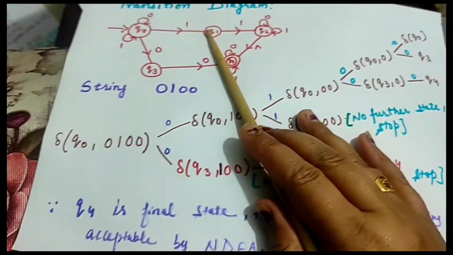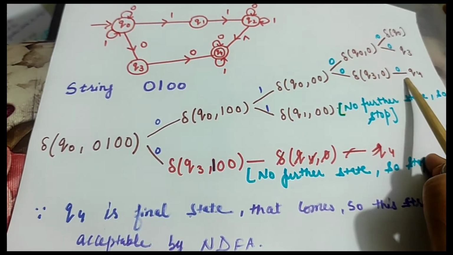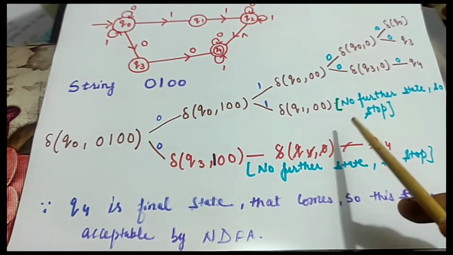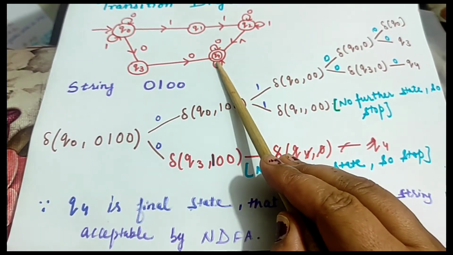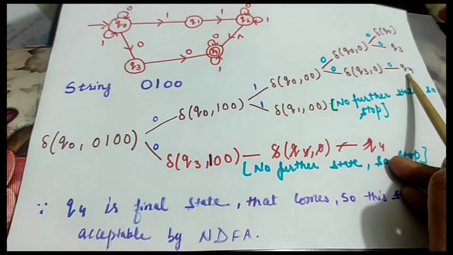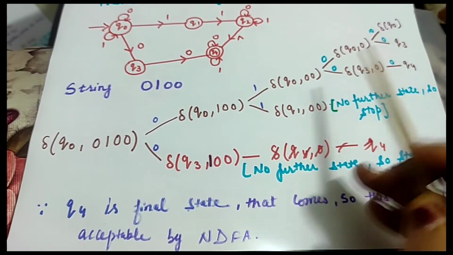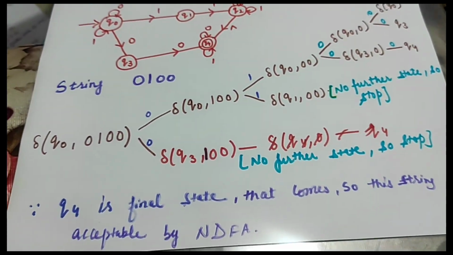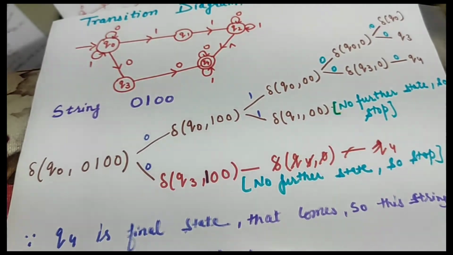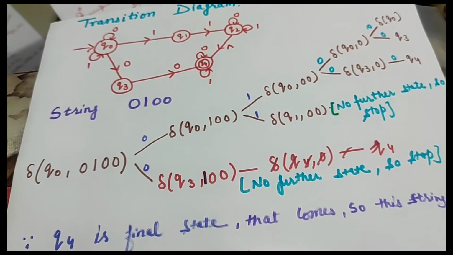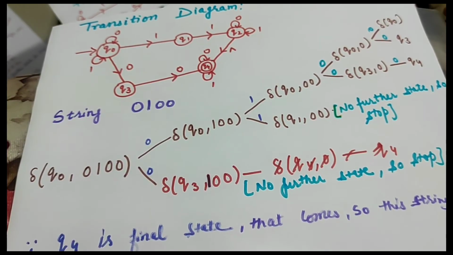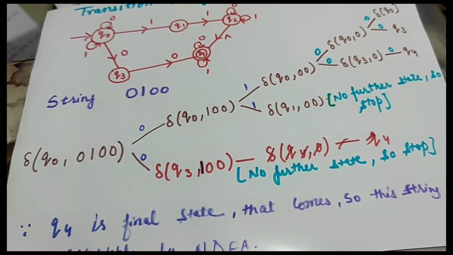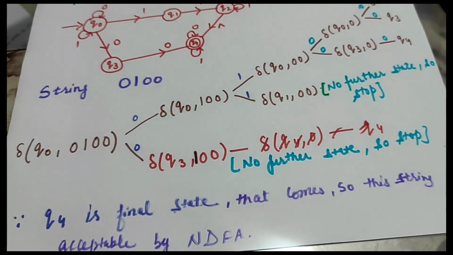In case of the NDFA, either the final state comes in between or at the last, the string is said to be acceptable. And according to this example, Q4 is the final state and we get this state in this transition. So we can say that this string is also acceptable by the NDFA. Hope students, you understand the concept of NDFA and how a string is passed and acceptability of the string is possible with the help of transition diagram as well as with the help of transition table.